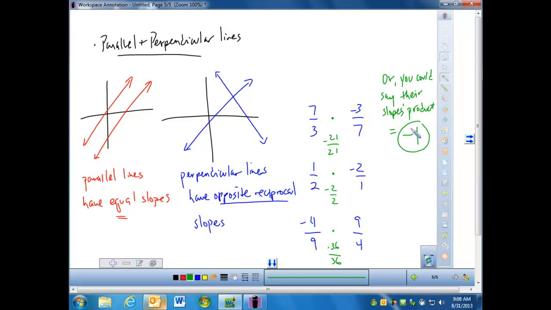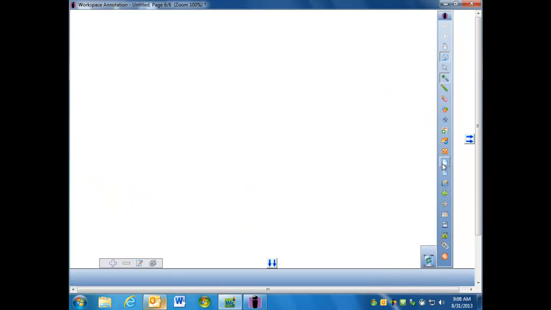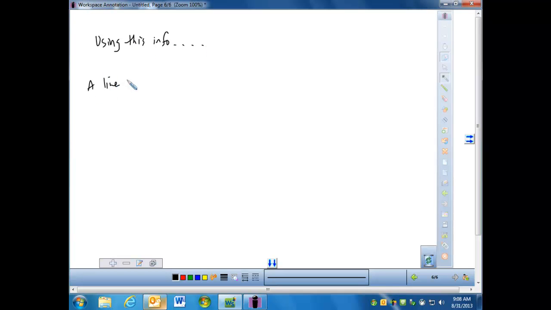Now, how will we use this? How will we use parallel and perpendicular lines in the problems in this class? What I'll do is include that information in a problem like this. I'll tell you that a line contains a certain point. And we had problems like this back in geometry class, so this should not sound completely brand new.